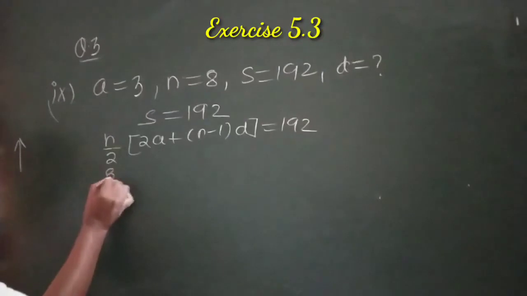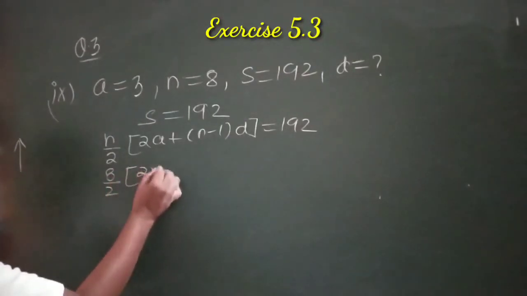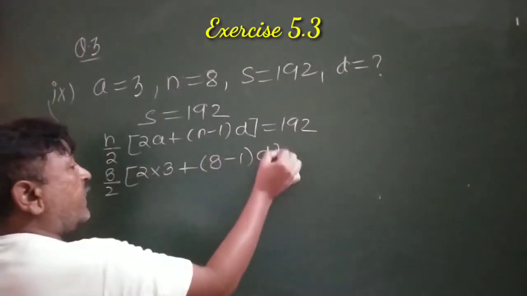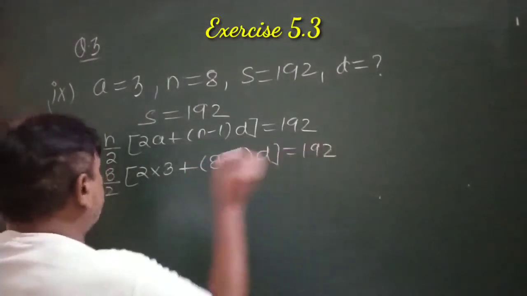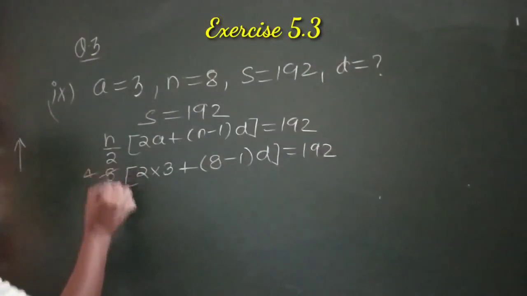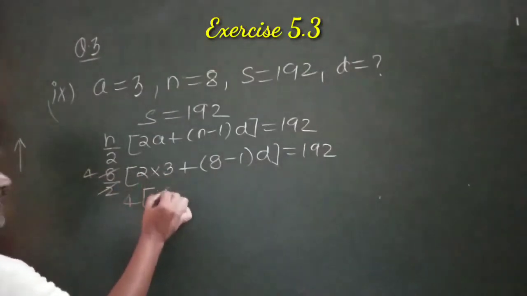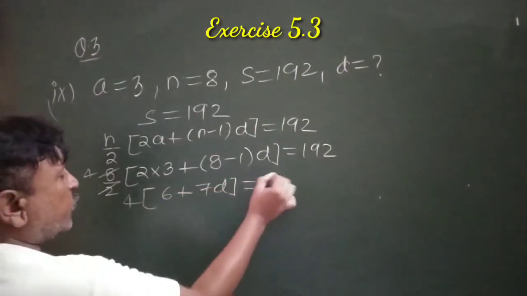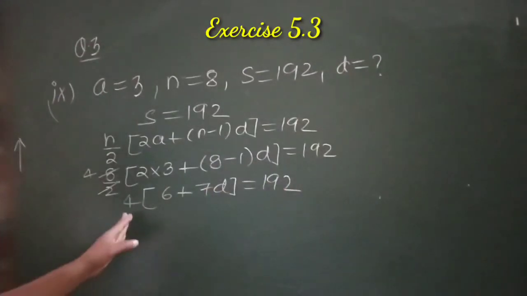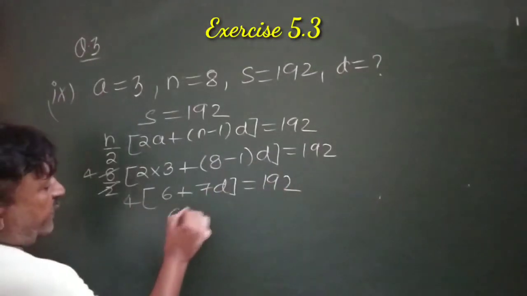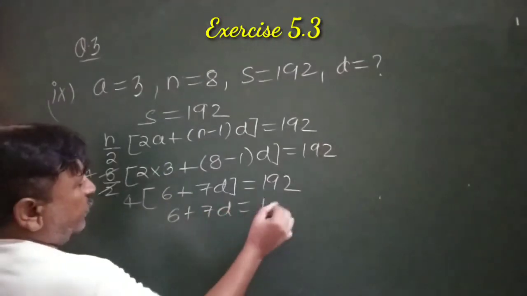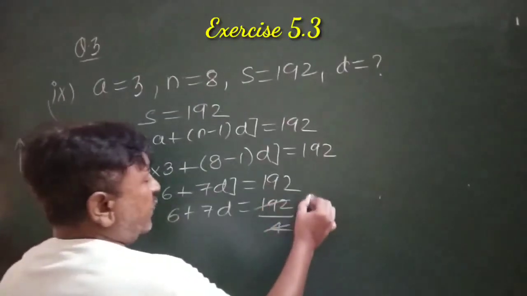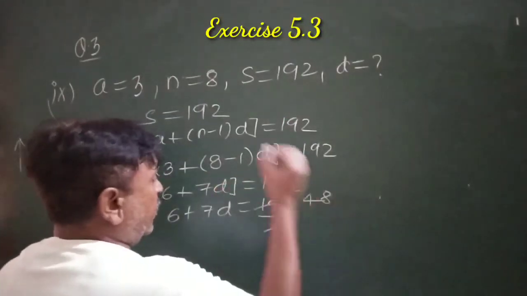So n is how much? 8. a is 3, n is 8, and d we have to find out and solve it. 2 4s are 8, 3 2s are 6 plus (8 minus 1) 7, 7d is equal to 192. So we can transpose 4 to the right hand side. 6 plus 7d equals 192 upon 4. How much? 4 4s are 16 and 8 4s are 32.